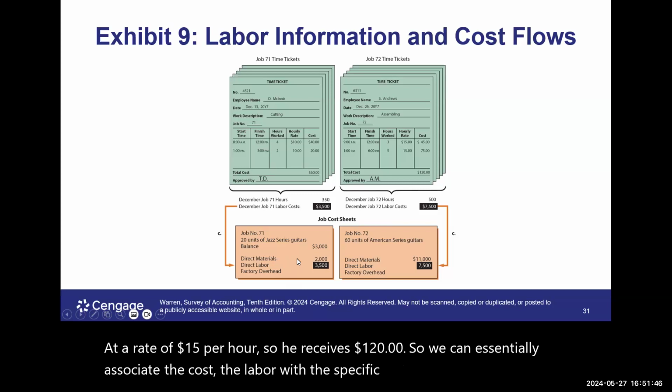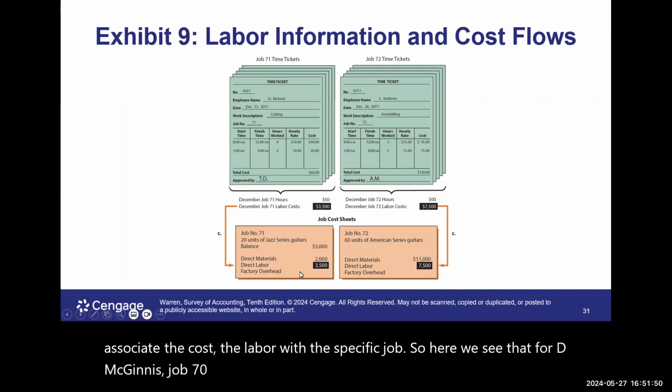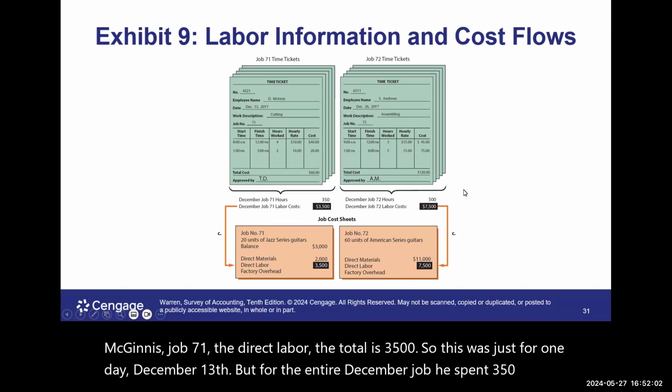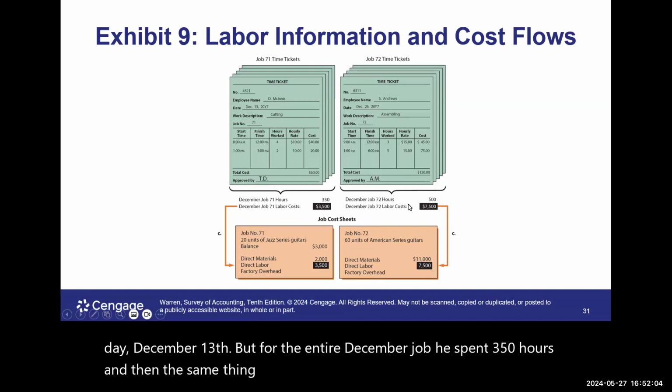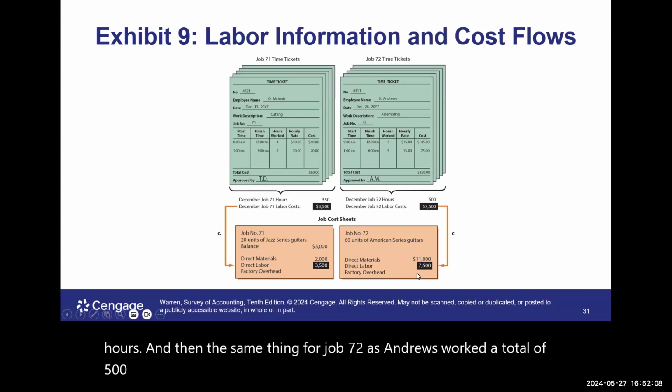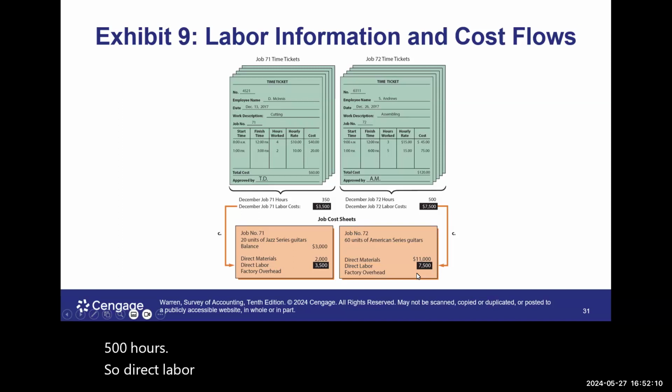So here we see that for D. McGinnis, job 71, the direct labor total is $3,500. This was just for one day, December 13th, but for the entire December job, he spent 350 hours. And then the same thing for job 72, S. Andrews worked a total of 500 hours. So direct labor associated with job number 72 is $7,500.